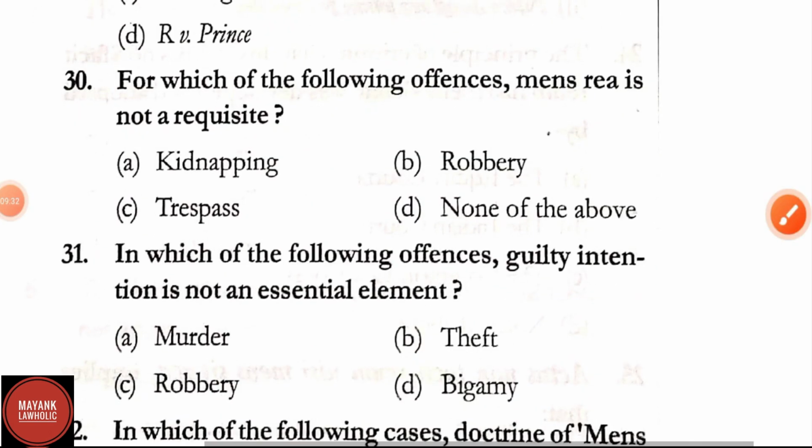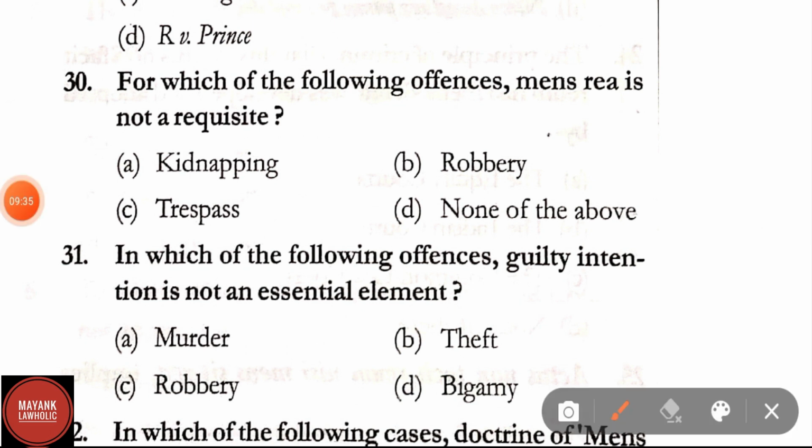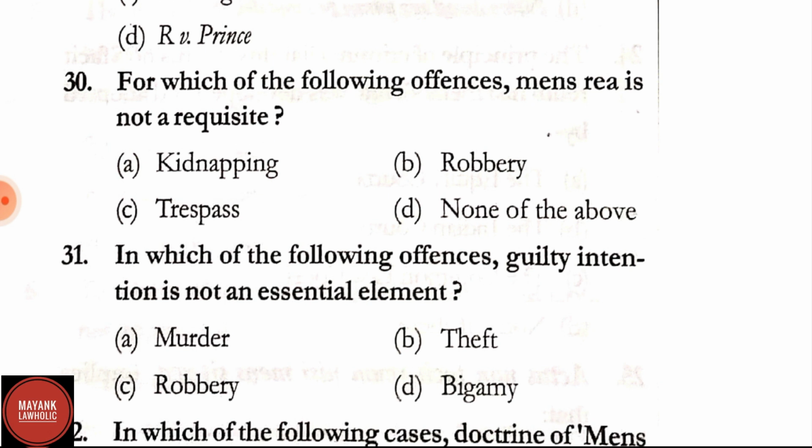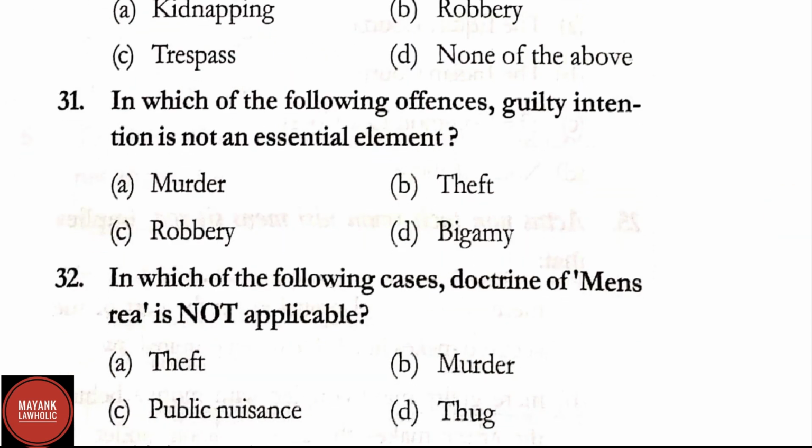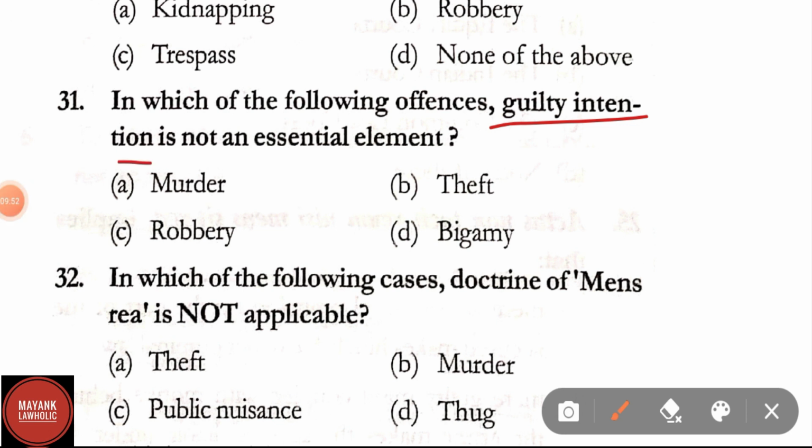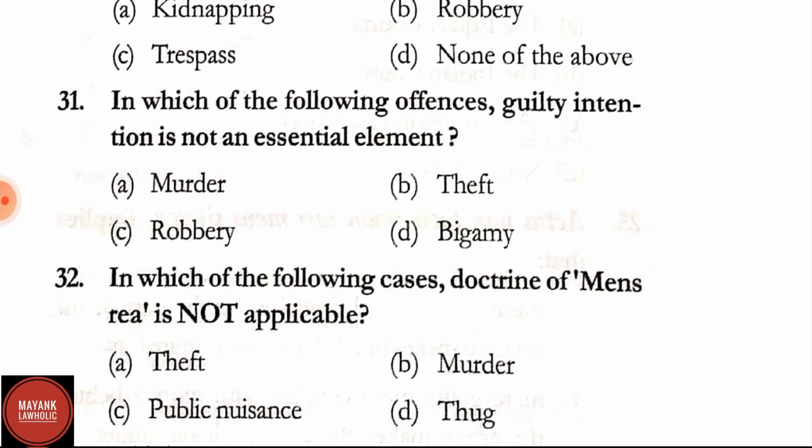Question number 30. For which of the following offences is mens rea not a requisite? Options are kidnapping, robbery, trespass, none of the above. Correct answer is option A, that is kidnapping. For kidnapping, mens rea is not a requisite. Question number 31. In which of the following offences is guilty intention not an essential element? Options are murder, theft, robbery, bigamy. Correct answer is bigamy. For bigamy, guilty intention is not an essential element.